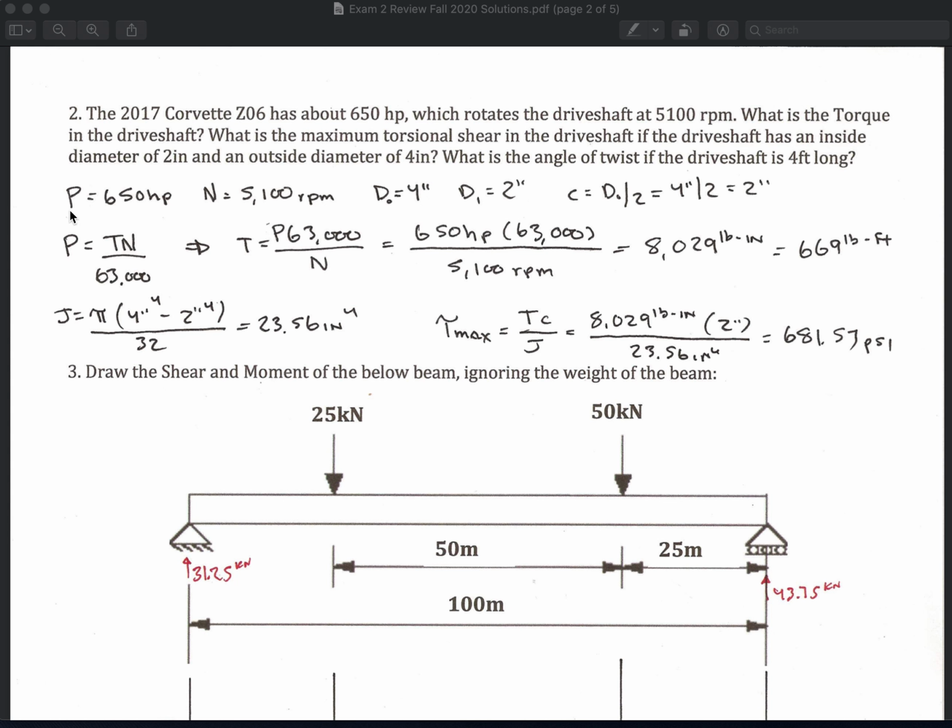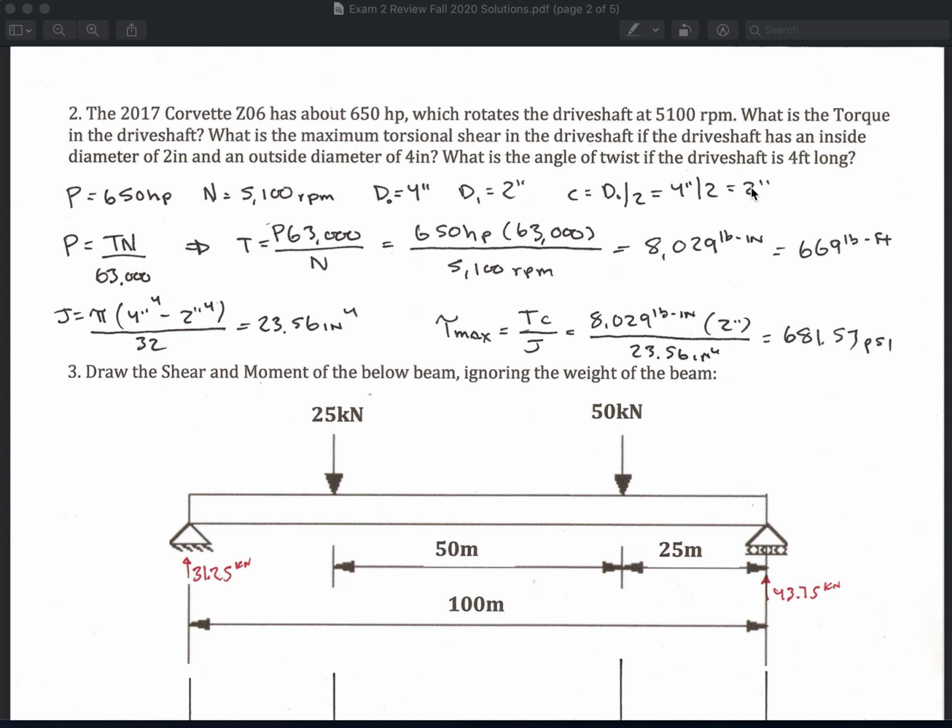So the power is 650 horsepower. The rotational speed, capital N, is 5,100 revolutions per minute. I've written that down. The outside diameter is 4 inches. The inside diameter is 2 inches. If I'm going to obtain the maximum torsional shear stress, I need to get C, which is the outside diameter divided by 2. So I took 4 inches divided by 2 and obtained 2 inches for C.